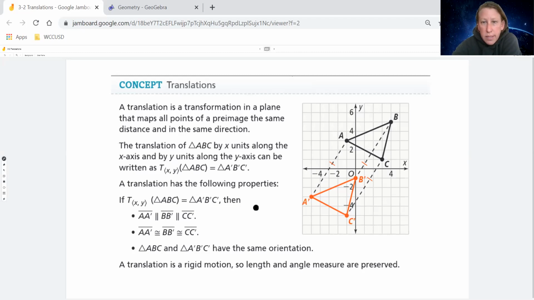And what is this saying? It's saying that this length is the same. So these line segments that connect the original to the image are going to be the same. Everything moved the same amount. It's a rigid motion, so angle B is still the same size as angle B prime, and all the line segments are the same length. They're all congruent.